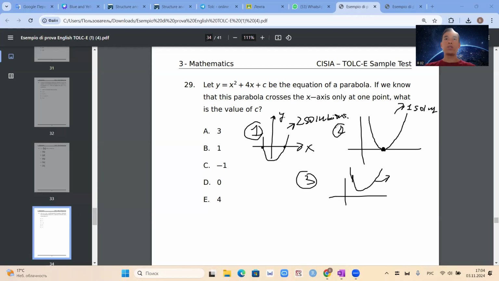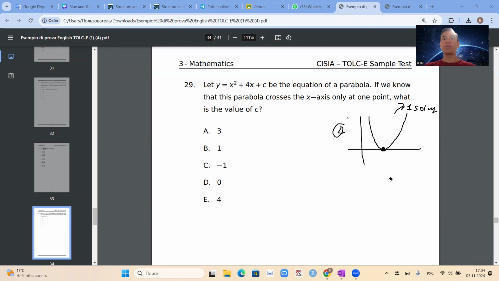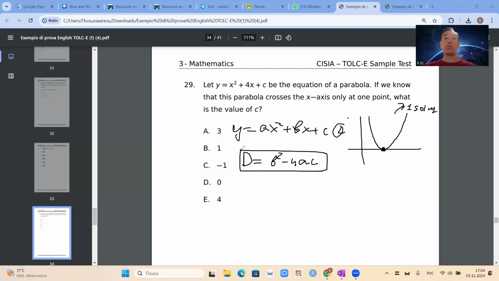We are in the second case because it says that it crosses at only 1 point. And we can remove all the other stuff. From here, we can use the discriminant. If you remember, the discriminant is b squared minus 4ac, where our function is ax squared plus bx plus c. This is our function, and a, b, and c are just coefficients. And the discriminant formula is b squared minus 4ac.